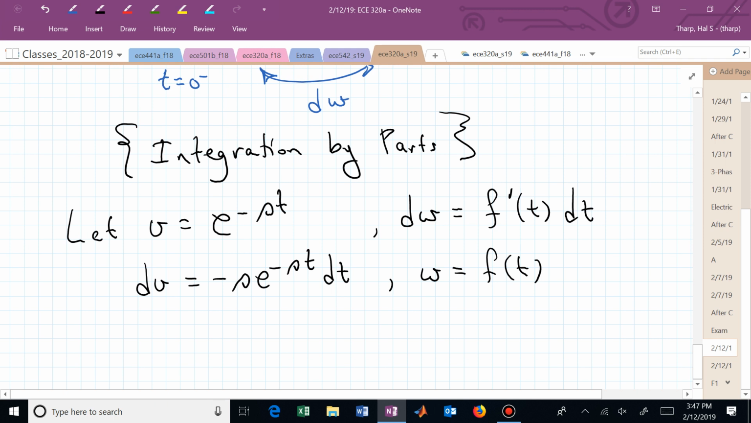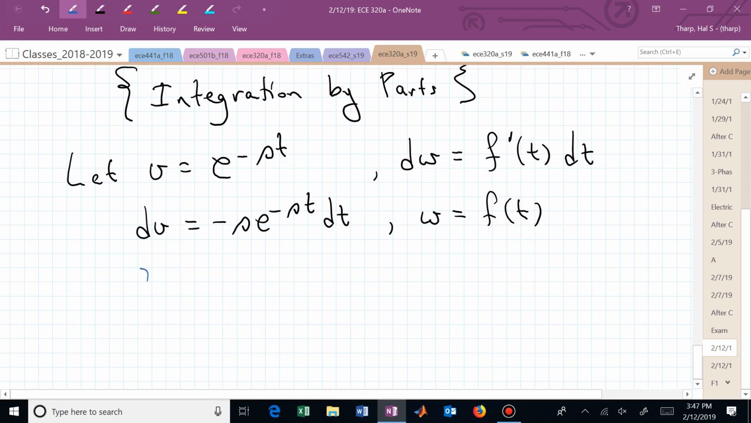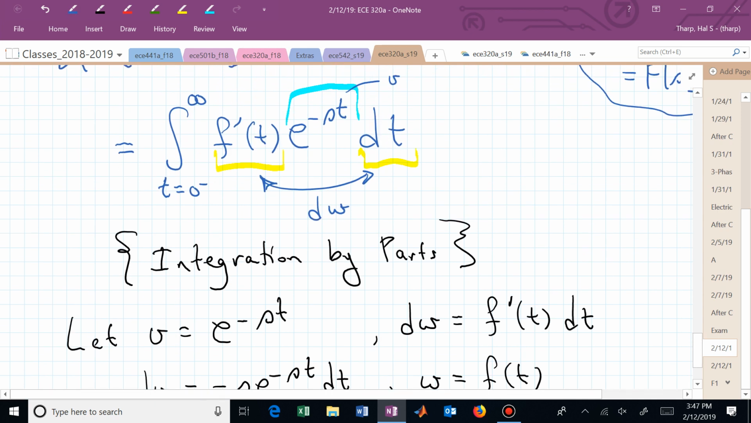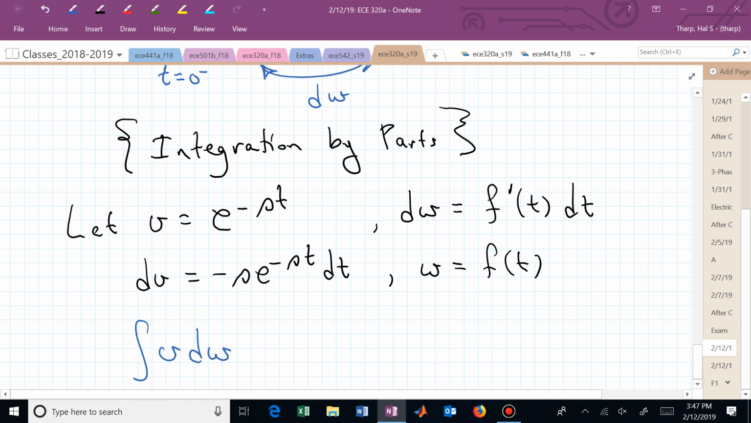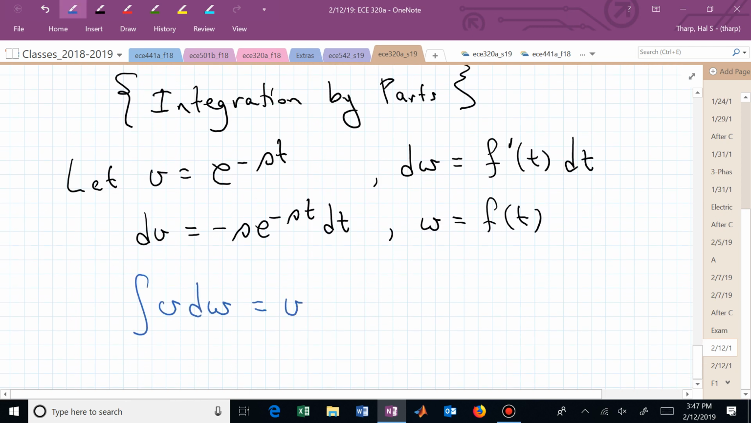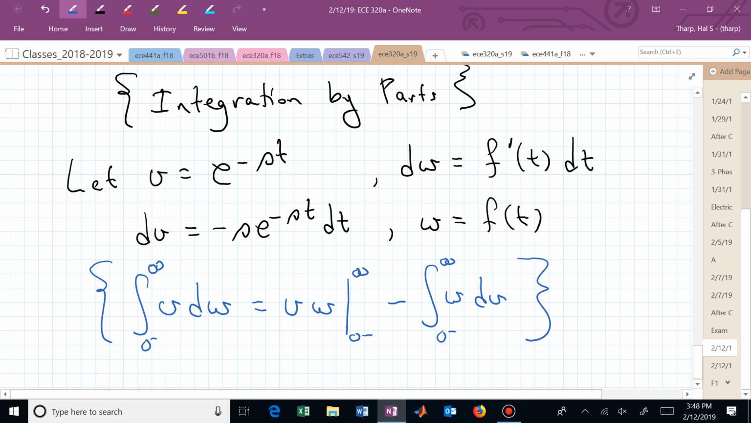The integration by parts, if you've forgotten that, is this: the integral of v dw, that's what we started with, is the integral of vw evaluated at its limits, which are 0 minus and infinity, minus the integral of w dv. That's the math description of integration by parts.